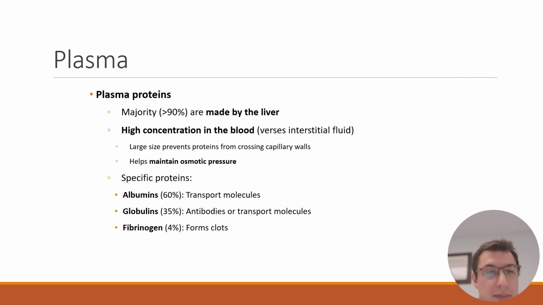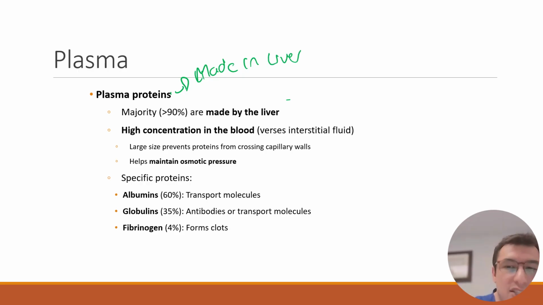Diving a little bit more into plasma, when you think of plasma, you should think of liver. They are made in the liver, about 90% by the liver. So whenever a patient has liver disease, you should think of a deficiency of these proteins. If you have less albumin, that means that you have a lower osmotic pressure. So with that, you will not be able to pull the water back into blood, so the water will stay within the interstitial fluid.